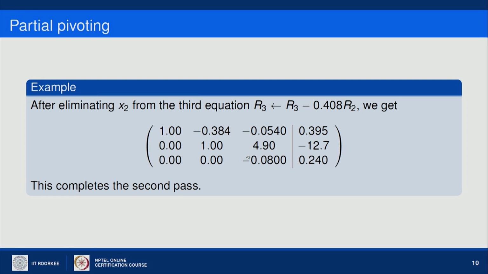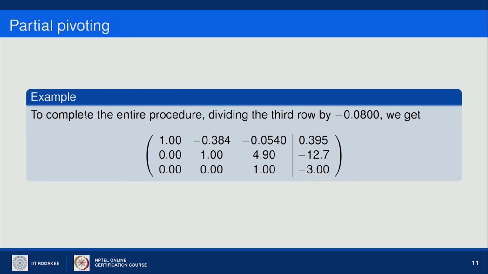However, if you look at this element, it is still not 1. It is a pivot element and I need to make it 1. So in the third pass I need to divide this equation by this particular number. By dividing the third row by 0.0800, I got this element as 1, and now you can see it is in triangular form, an upper triangular matrix, or I can say it is in row echelon form. All the diagonal or pivot entries are 1.